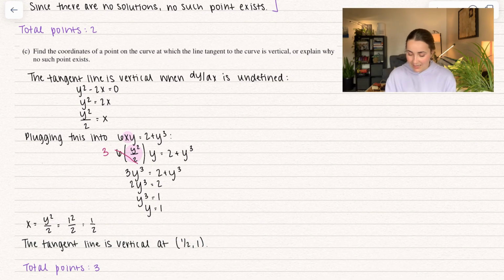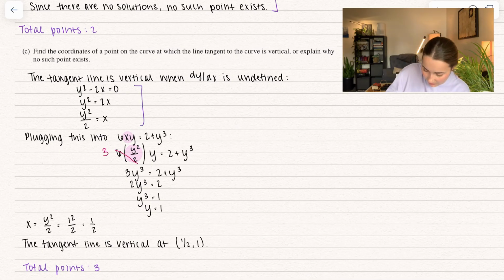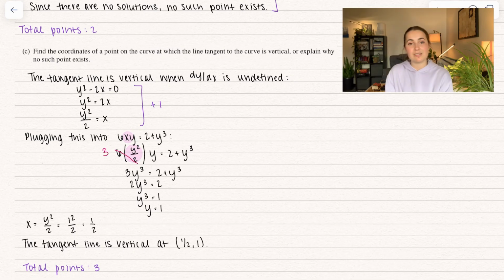So here we have the tangent line is vertical at the point 1/2 comma 1. So this one is worth 3 points. The first one is right here where you set the denominator equal to 0 and you solve for one of the variables. You can do either of them, so either way was totally correct.